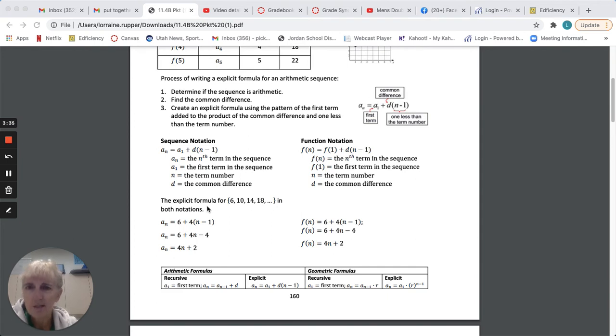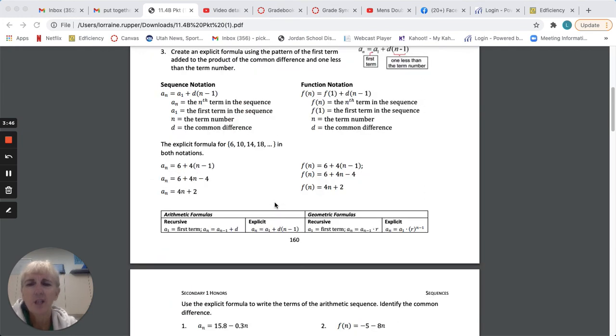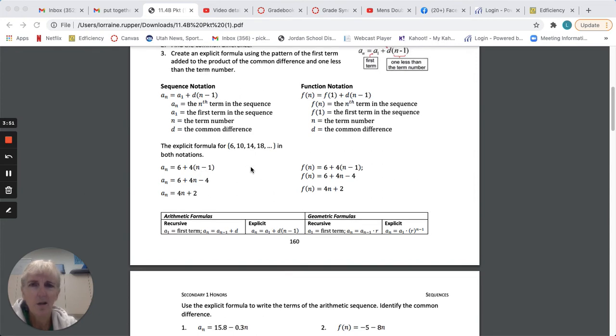So the explicit formula for 6, 10, 14, 18 in both notations is a sub n equals 6. Again, you put the a sub 1, so that's our first term, 6. Was 6 our first term up here? Yes, it was. And so we put 6 plus 4 times n minus 1 because our common difference was 4. Now we use our distributive property and go 6 plus 4n minus 4, and then we combine like terms. 6 minus 4 is 2. So a sub n equals 4n plus 2.